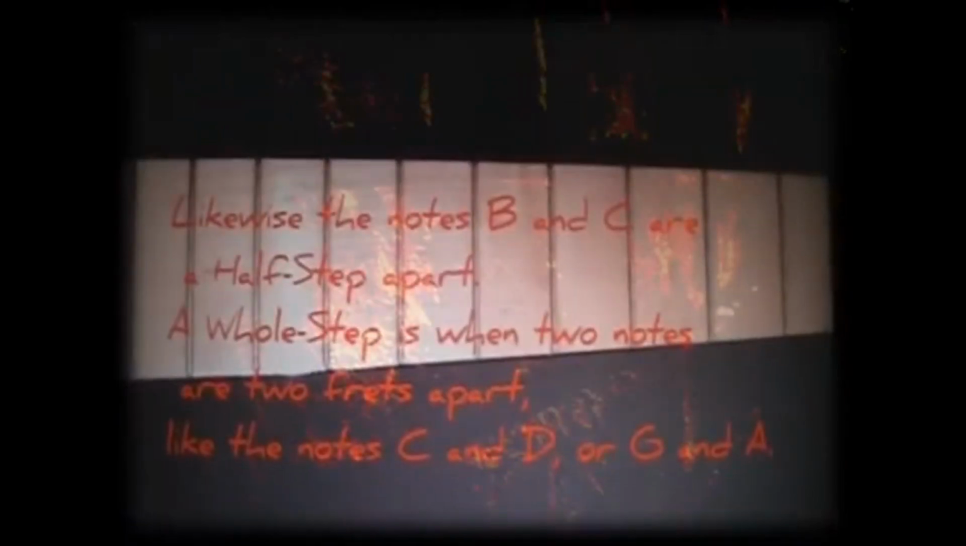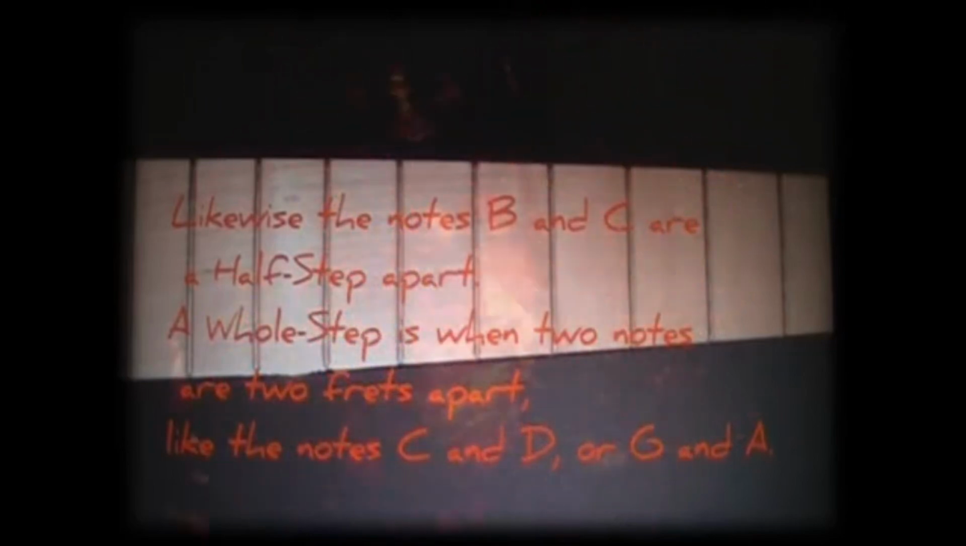On the guitar, the interval between the notes E and F is a half step. That is, they are 1 fret apart. These notes are adjacent to each other on the same string. They directly follow each other. Likewise, the notes B and C are a half step apart. A whole step is when 2 notes are 2 frets apart, like the notes C and D or G and A.